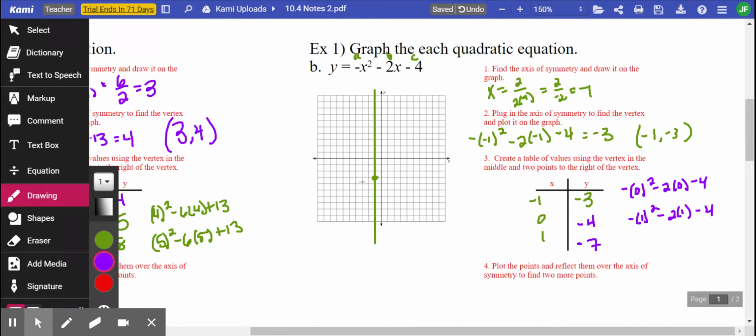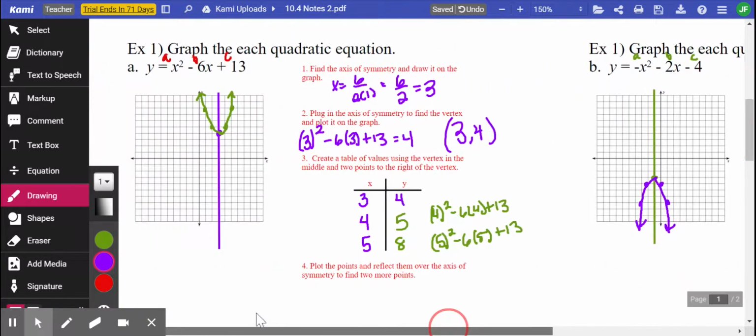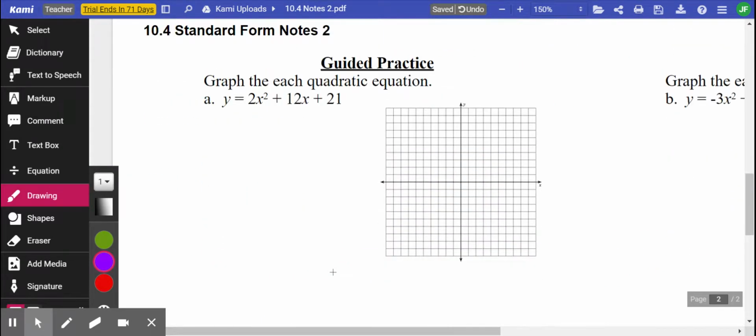So we're going to plot those points. I have (0, -4) and (1, -7), so 5, 6, 7. Okay, and then we're going to reflect those over to the other side and go from there. And there's your graph. So if you are okay with finding the axis of symmetry and the vertex like we did in the last lesson, these aren't too bad.